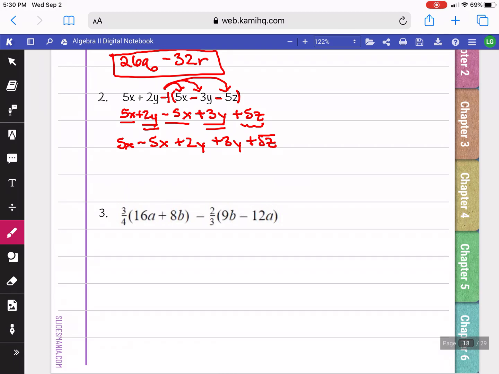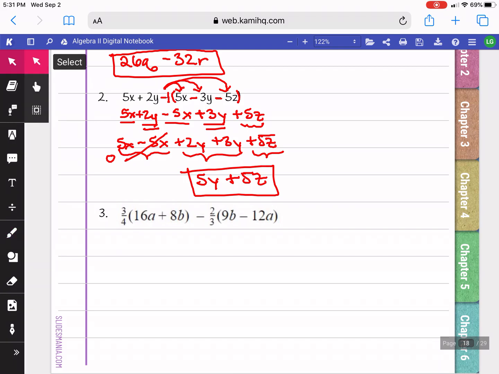Now, if I combine the ones that are like, 5 minus 5 is 0. So this cancels because I got 0. 2y plus 3y is 5y. And then the 5z again stays by itself. You don't have to write the 0 in your answer. So I would just have 5y plus 5z.